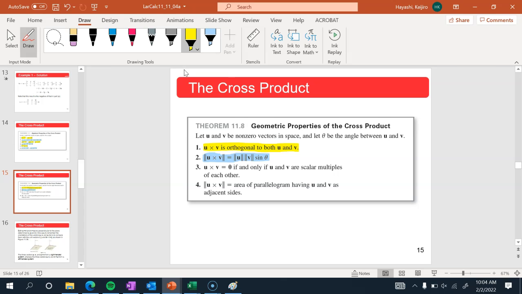Orthogonal? Yeah, is that supposed to... Yeah, it means perpendicular or at a right angle.